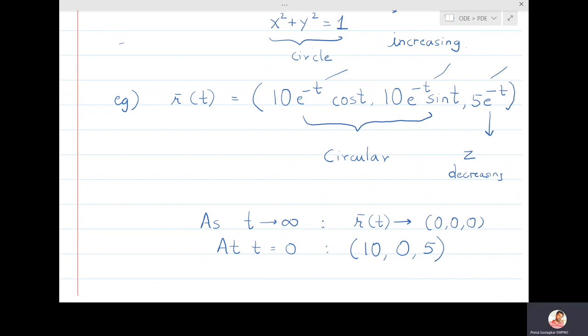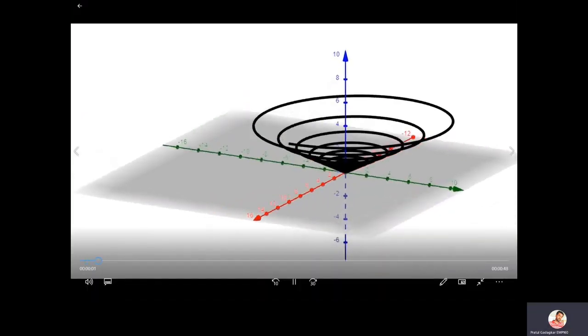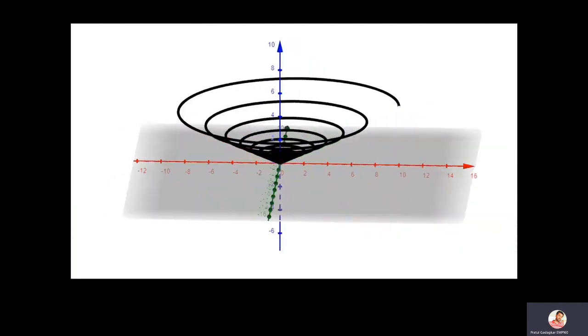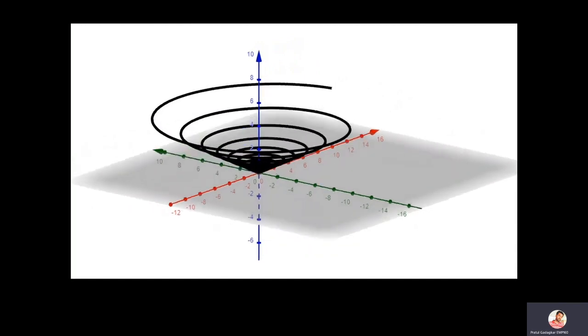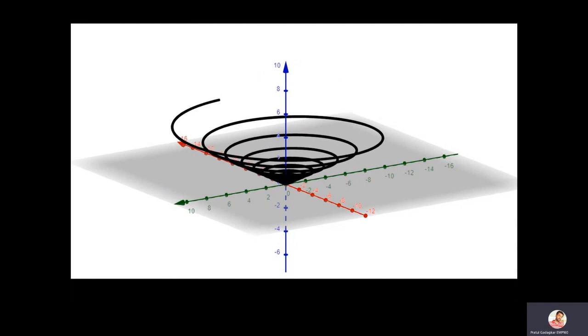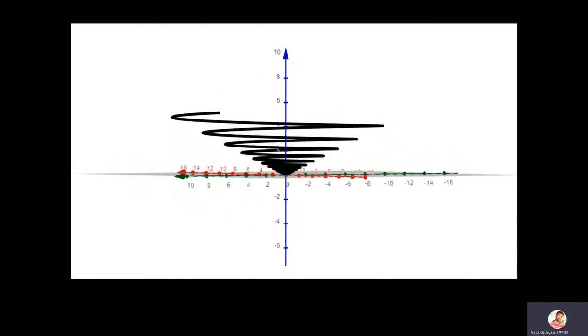So how does this curve look? What is the nature of this curve? So can we see that now? You now see that this curve is looking like a spiral which is going towards the origin. So I will show you the front view. How does the curve look from the front? It should look like this. So it is steadily going to 0 as time is increasing.